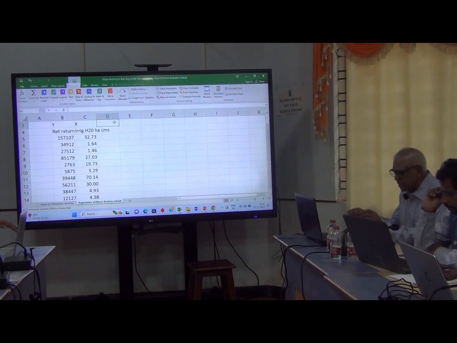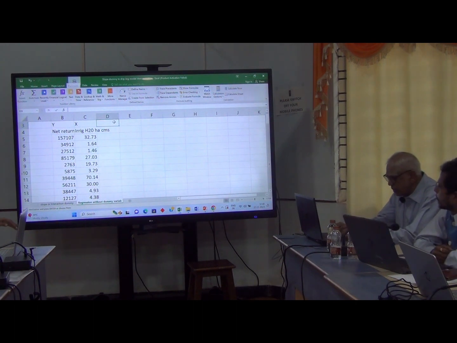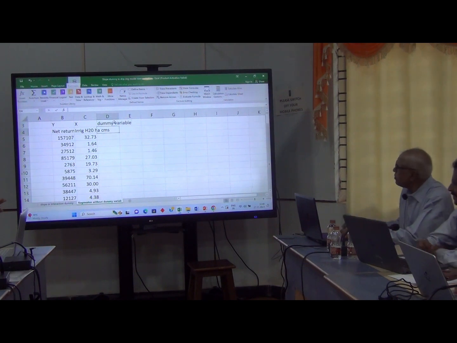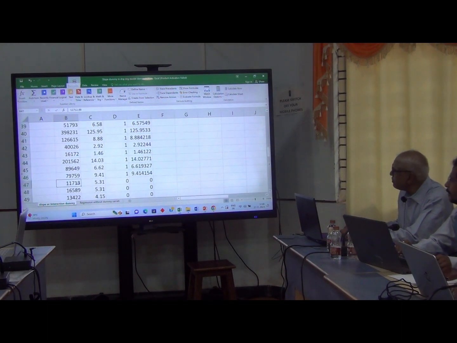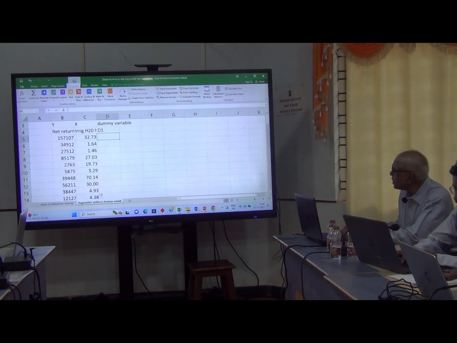Now this is the dummy variable. For drip irrigation, it's D1. So what I will do is go back and see where I have put it from. From 11,713 it is flow irrigation. So go back here. So I put 1.